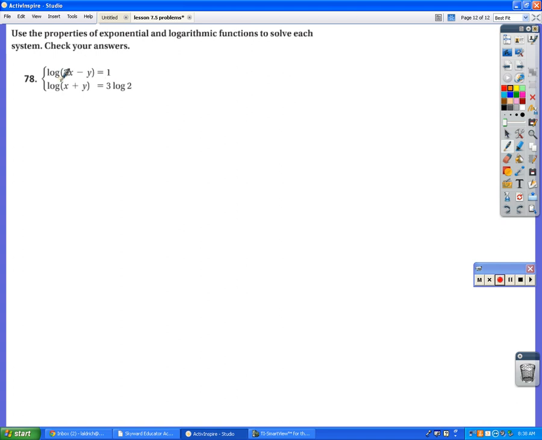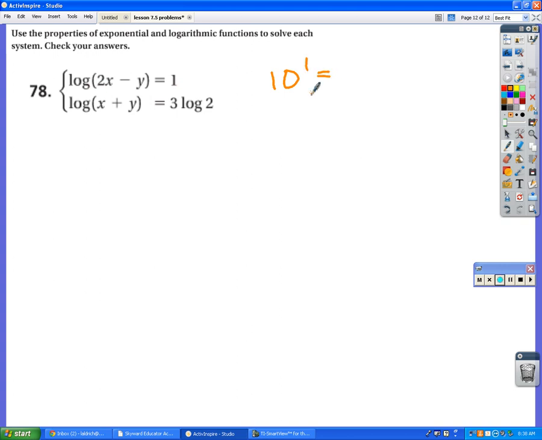What is the base of this function right here? 10. Okay, so that means I can start by rewriting that as 10 to the first power. It's this base number to this power equals this right here. So 10 to the first equals 2x minus y. So there's always a 10.